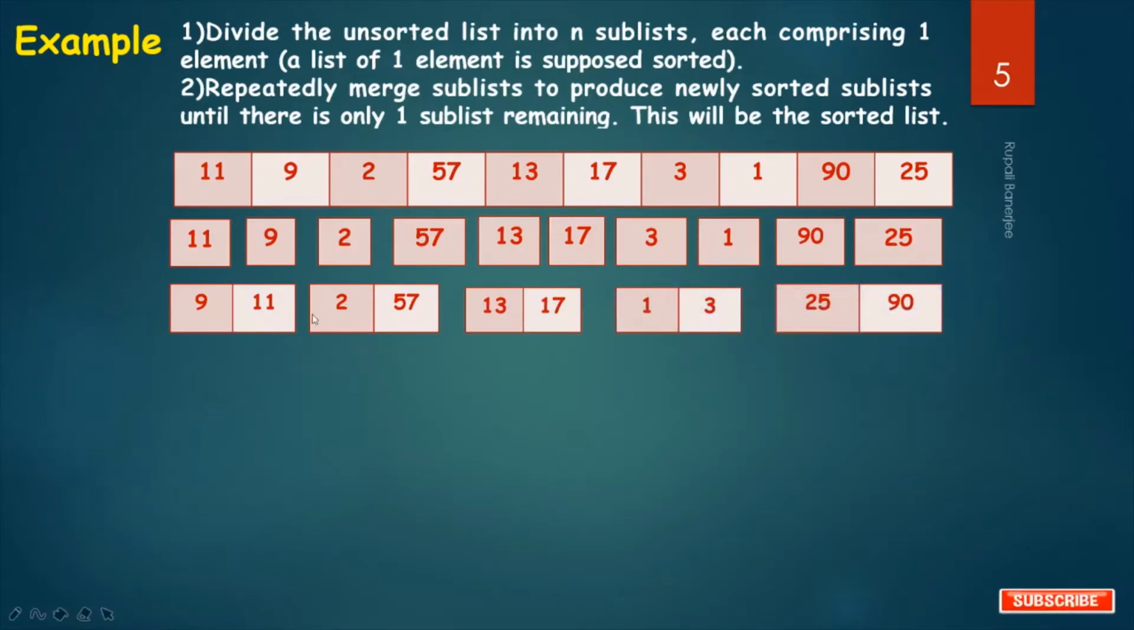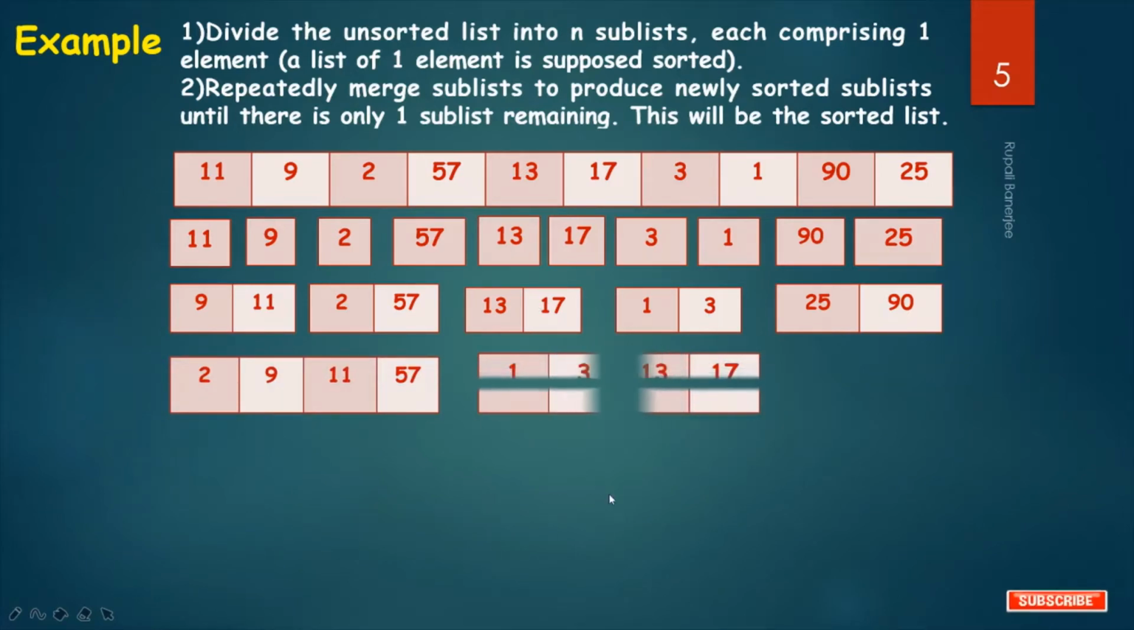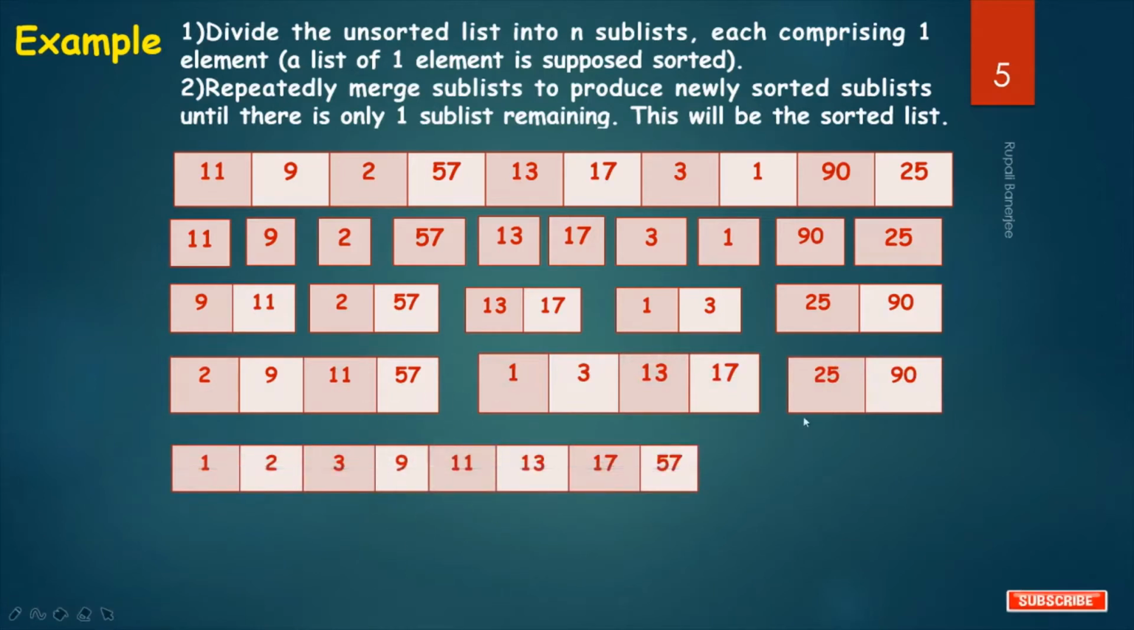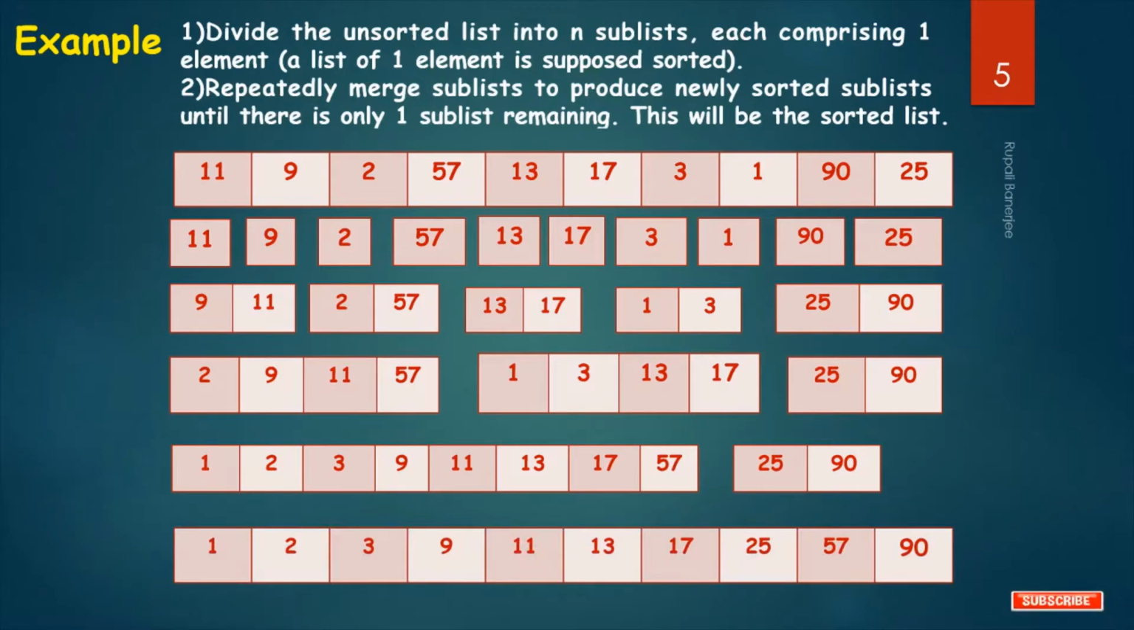Now merge these two lists, and after merging we get the sorted list. So it is 2, 9, 11, 57, and merging these two lists we get this. Now merge these two lists. So after merging we get this list and this list is still there. And after that when we merge these two lists we get the sorted list. In this way merge sort will work.